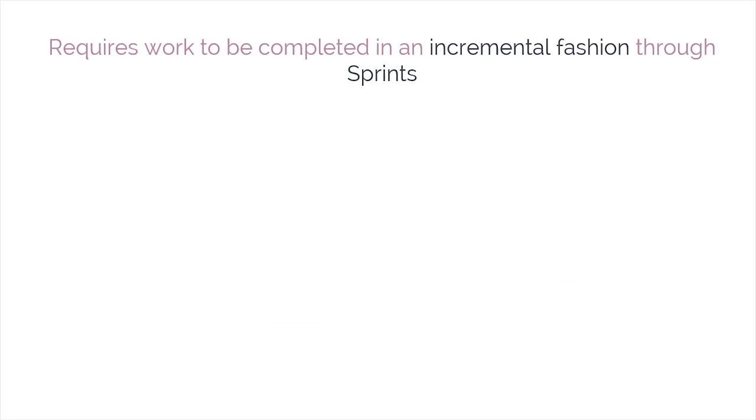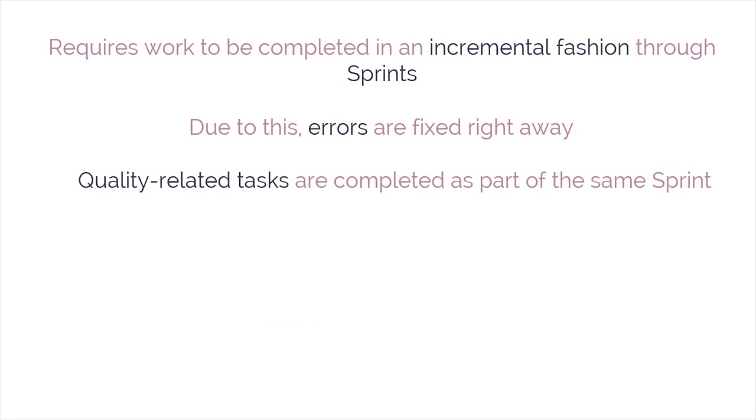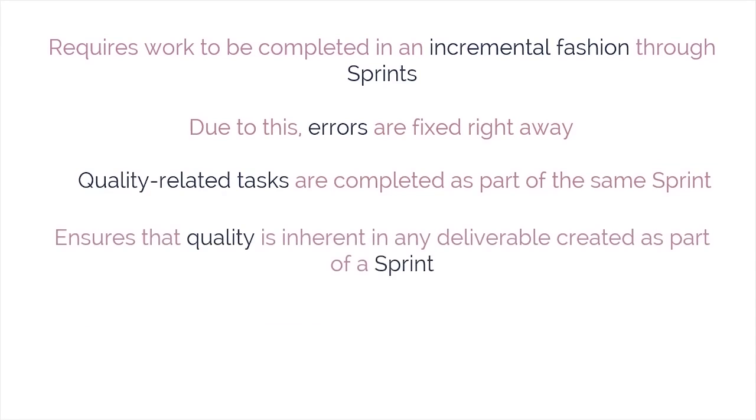Through repetitive testing, Scrum requires work to be completed incrementally through sprints, rather than waiting until the end to produce deliverables. This means that errors get fixed right away, instead of being postponed until the end of the project. Moreover, important quality-related tasks, for example, development, testing, and documentation, are completed as part of the same sprint by the same team. This ensures that quality is inherent in any deliverable created as part of a sprint. Such deliverables from Scrum projects, which are potentially shippable, are also referred to as done.